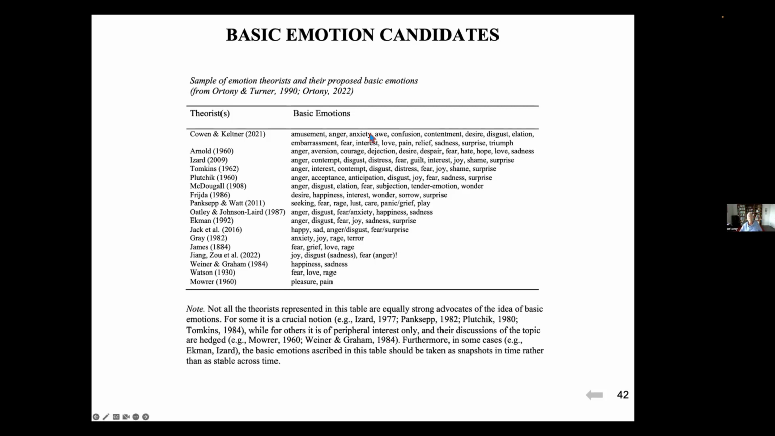So you've got 18 up here, and down here you've got 2 or 3. And yeah, most of them have anger in there, I'll concede that. And most of them have fear. But no, Weiner and Graham in an influential paper just had happiness and sadness. I'm very much more sympathetic to this sort of view that says the only thing that's basic about basic emotions is basic positive or negative affect. But anyway, the point here is to give you some sense of the huge range in terms of the number of things that are claimed to be so-called basic emotions and their identity.